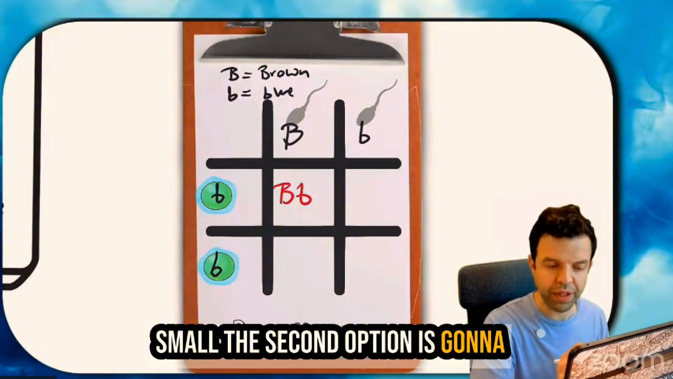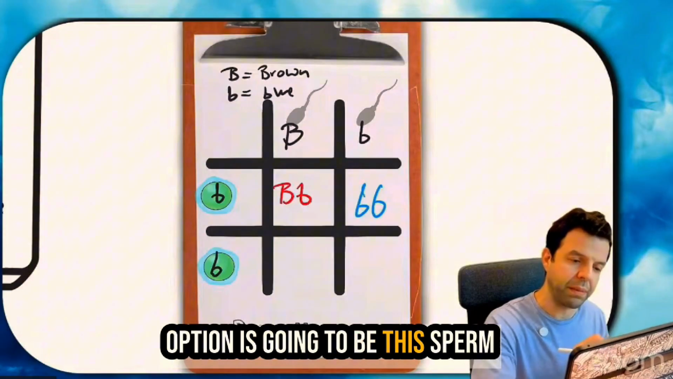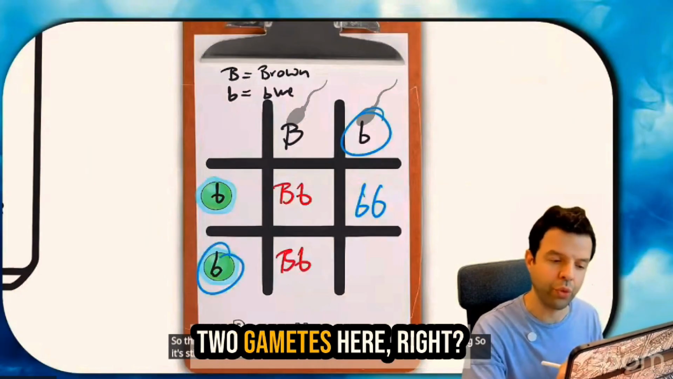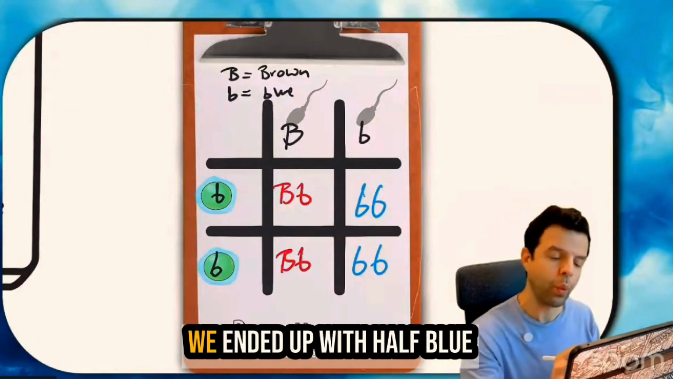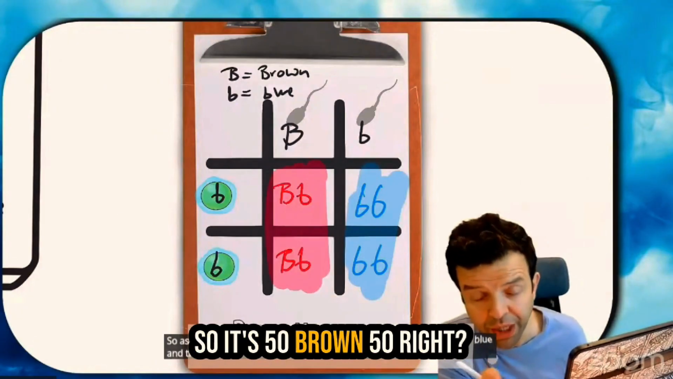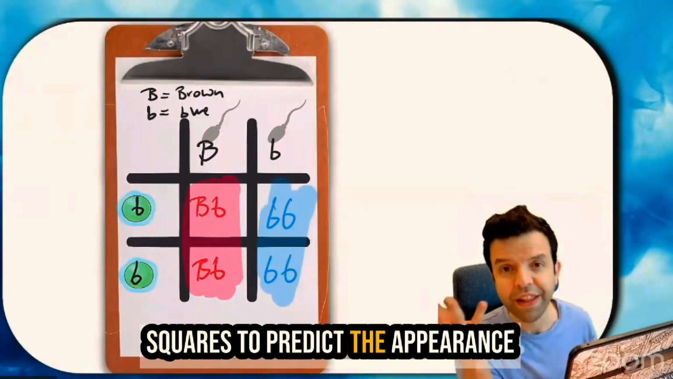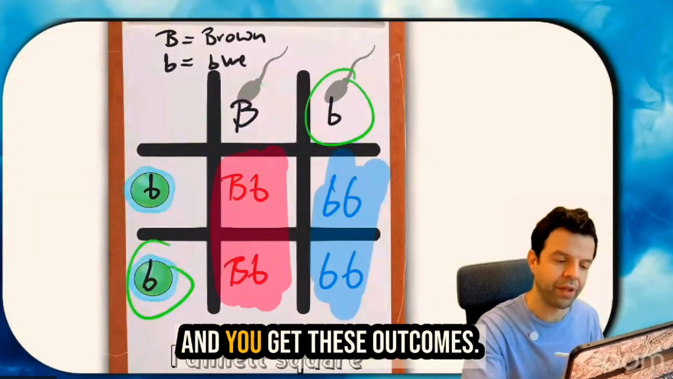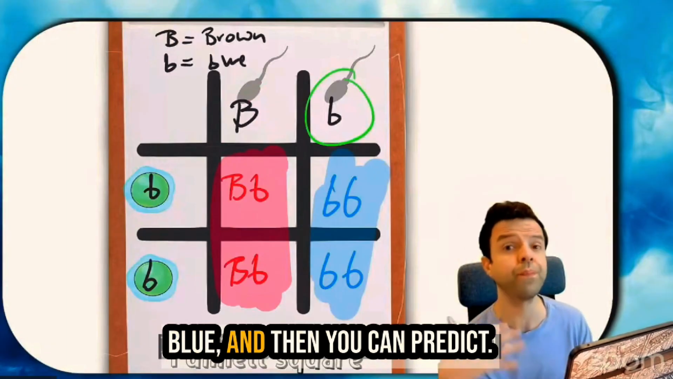The second option is going to be this sperm and this egg, right? So this time, like this. Third option is going to be this sperm and this egg. So still brown. And the last option is these two gametes here, right? So as you can see, out of 4 possibilities, we ended up with half blue and the other half brown. So 50% brown, 50% blue, right? We usually call this type of square, used to predict the appearance or the phenotype of the children, a Punnett square. And you get these outcomes. And from there, you count how many are brown, how many are blue, and then you can predict.